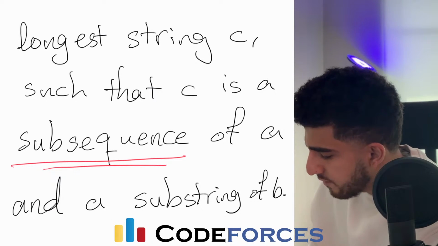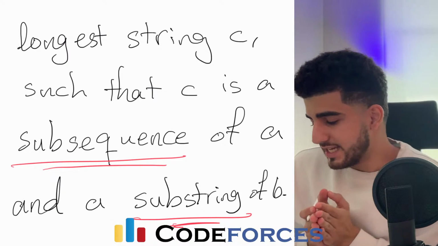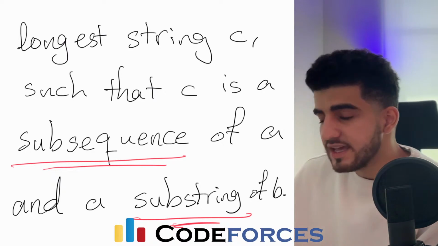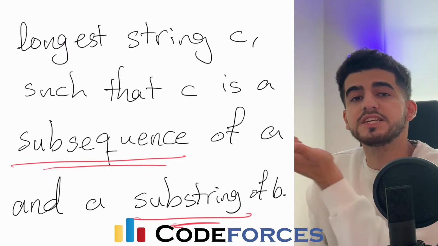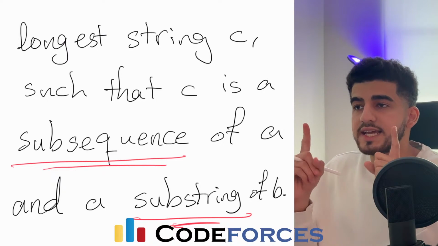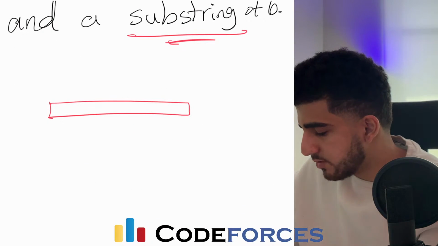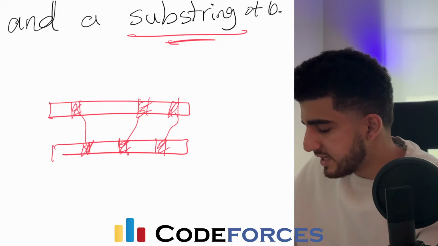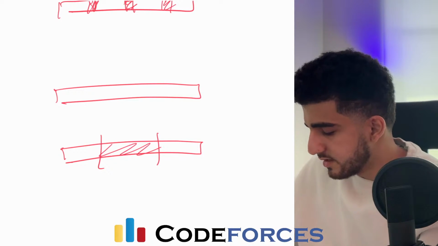Okay, so this time I want to find the longest string such that it is a subsequence of A and a substring of B. LCS says subsequence of A and subsequence of B. But here we want the longest string that is a substring of B and a subsequence of A. In LCS, we match a subsequence of B with a subsequence of A. But in our problem, we should match a substring of B with a subsequence of A.